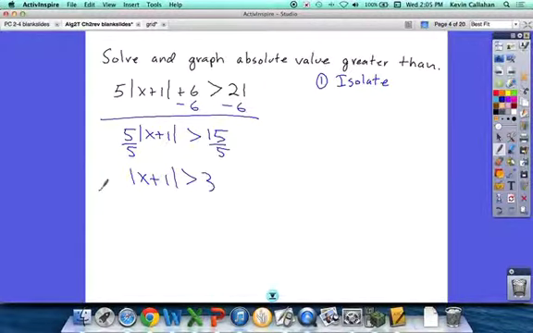Okay, now we've isolated. What's the second step? Two inequalities, right? Okay, what are they? x plus 1 is greater than 3, right? And what's the other one? Or x plus 1 is less than negative 3.